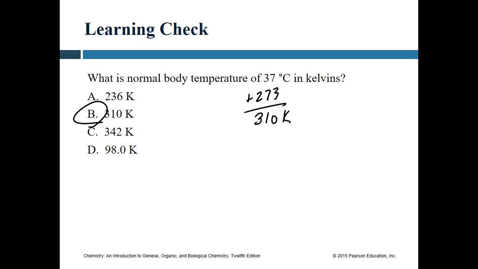All right, so out of this section, that's really as far as you have to take it. Can you go between Celsius and Fahrenheit? Can you go between Celsius and Kelvin? And if you can do those calculations, there's not going to be too much that I can throw at you that you won't be able to do. That being said, any questions about temperature and conversions before we move to energy?